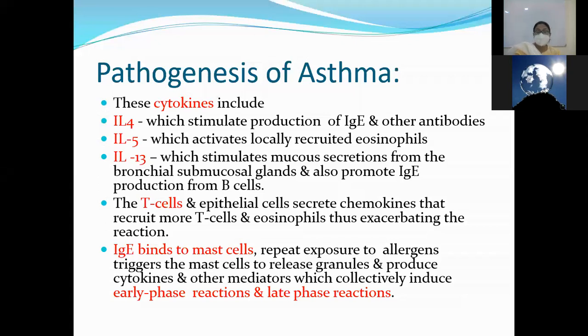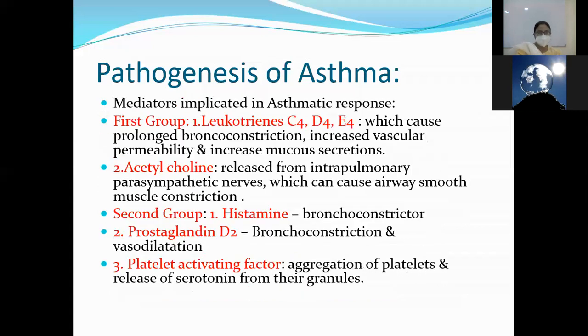The T cells and epithelial cells secrete chemokines, and IgE binds to mast cells. Repeat exposure to allergen triggers the mast cells to release granules and produce cytokines and other mediators, which collectively induce the early phase reaction and late phase reaction. So now the mediators implicated in the asthmatic response are divided into three groups: first group, second group, and third group. The first group includes leukotrienes and acetylcholine.